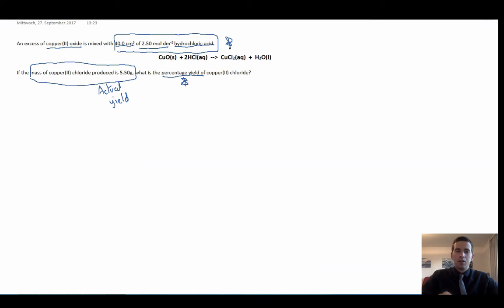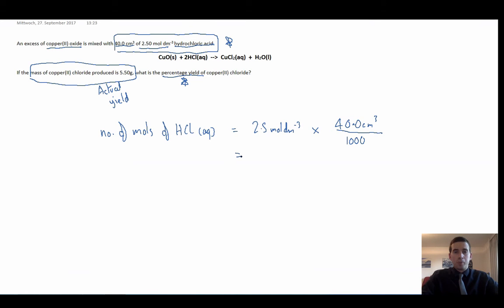So let's do that. We have the volume, we have the concentration. As we saw before, we can work out the number of moles of hydrochloric acid. So remember, it's just concentration times by volume. We've been given our concentration. We need to convert our volume from centimeters cubed to decimeters cubed. We do that by dividing by 1,000. So number of moles of HCl, 0.1 moles. Okay, so just remember our conversions, our cycle from the first 2 videos, mole calculation videos.